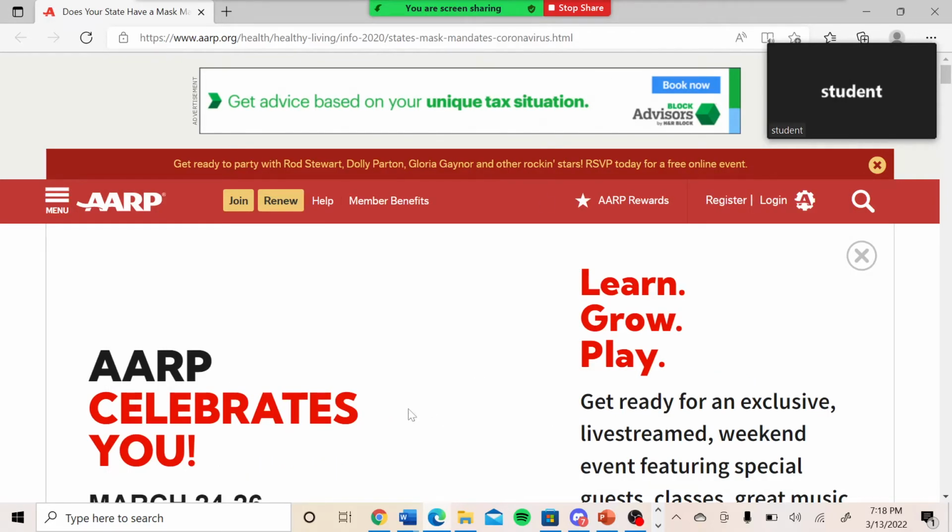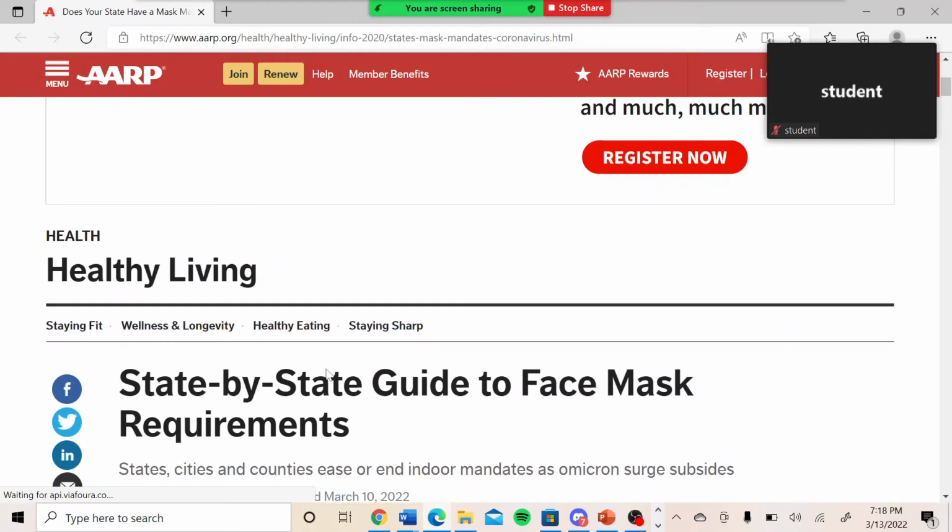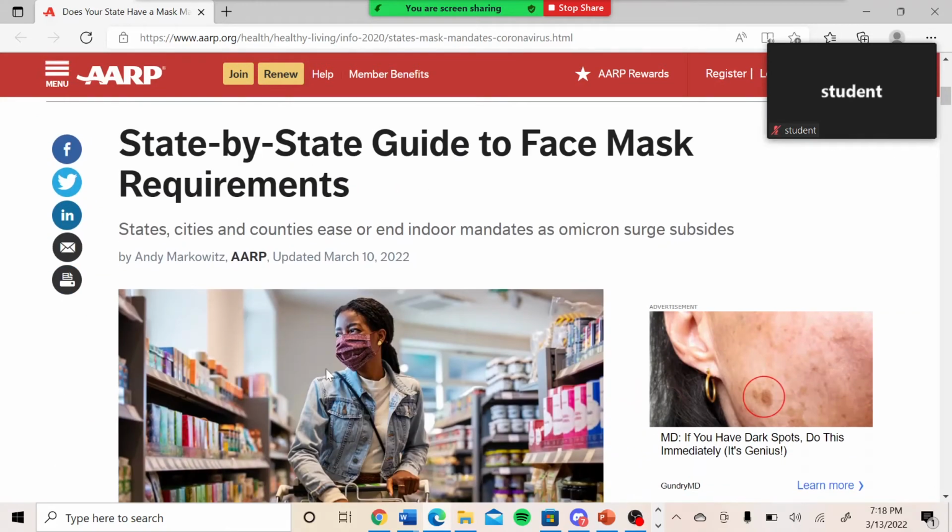Yep. Okay. So what I was saying earlier, I was pointing out the little URL up here, how it says .org. That means it's more trustworthy, and the AARP is a more trustworthy company. It has been around a very long time. So I went ahead and looked up state-by-state guide to face mask requirements.